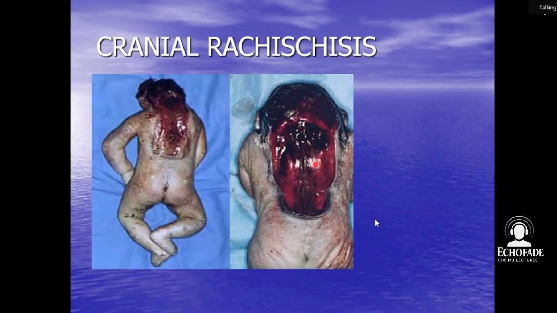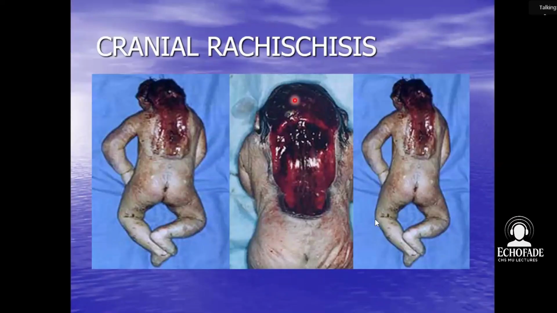And then at the most anterior part, where the anterior neural pore fails, if only the anterior neuropore fails, then we have anencephaly. These are just examples of the same.